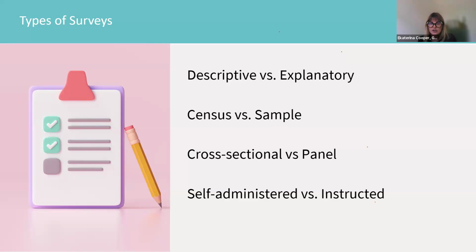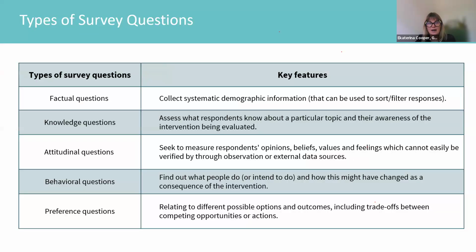Self-administered surveys are surveys that you hand to your participants and expect them to complete without any guidance or any additional nurturing or support. With the instructed ones, you usually have ownership, and you are holding their hand, figuratively speaking, and talking them through the questions, explaining what you mean by those questions, and you are effectively ticking the box as they respond to the survey.